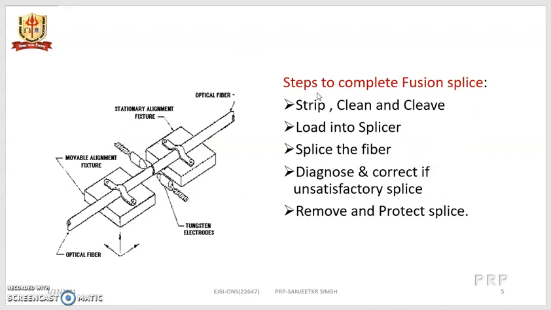Now the steps can be clearly mentioned for fusion splicing. First step is to strip, clean and clip. We are stripping the optical fiber end, cleaning it. There are some solutions as well, and then we are cleaving it.